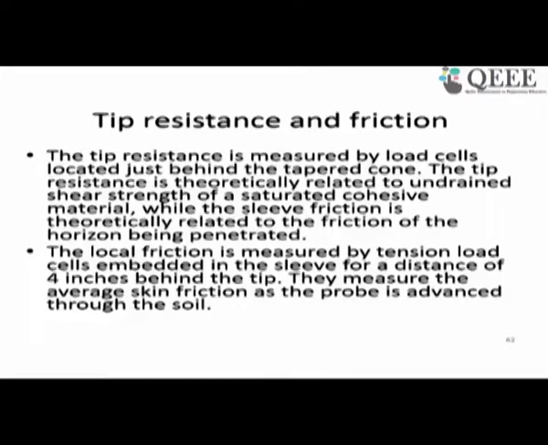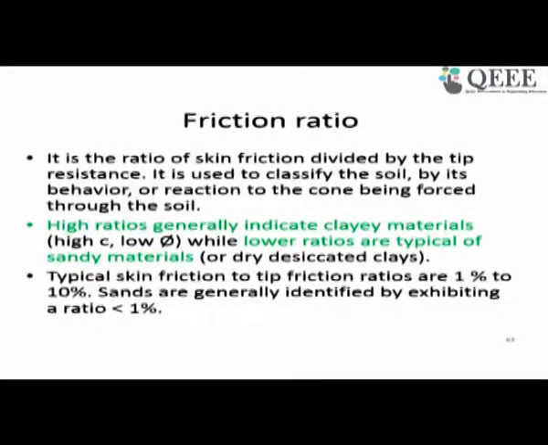So once you get the skin friction and the tip resistance through the load cells, which will directly record these values, the ratio will tell you whether it is sand or clay. The ratio of skin friction divided by the tip resistance is basically the parameter which is governing. It is used to classify the soil.